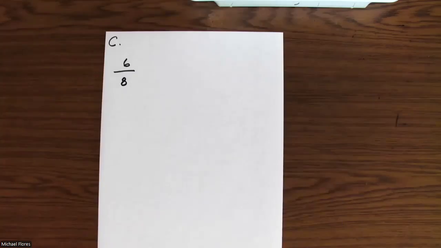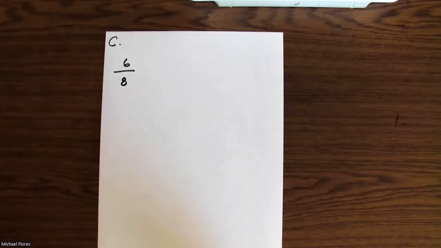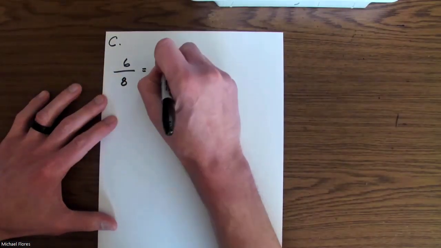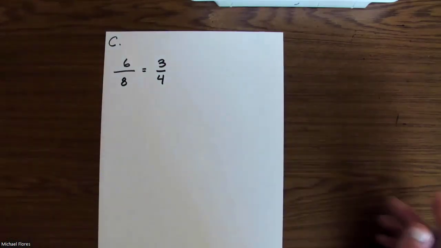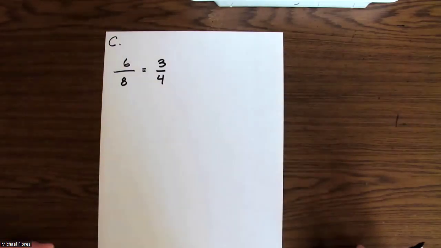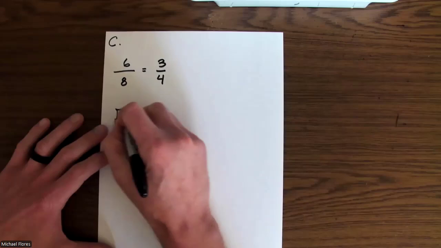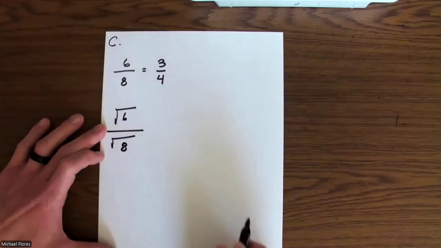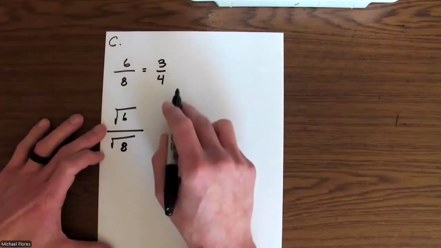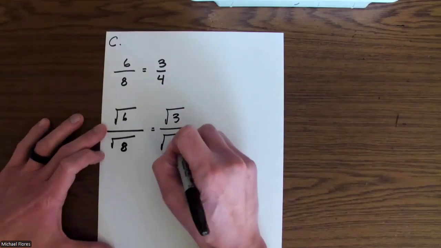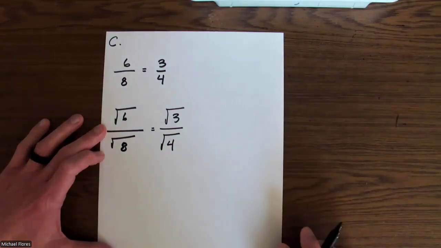Okay, now we're going to do example C. Now I know that what I have written down is not quite example C, but just go with me for a second. If it was simply 6 over 8, it would reduce to 3 over 4. Now, the problem is actually square root of 6 over square root of 8. But we're going to simplify much like we did here, except we just have square roots involved in our problem.